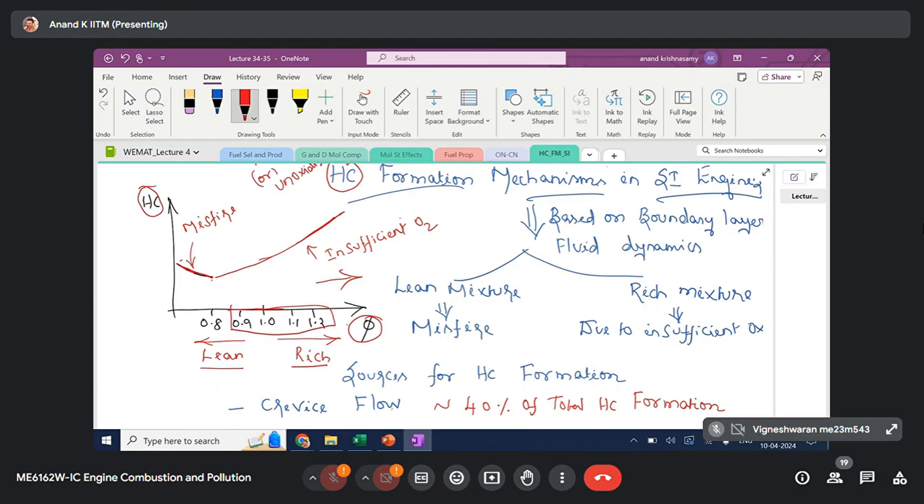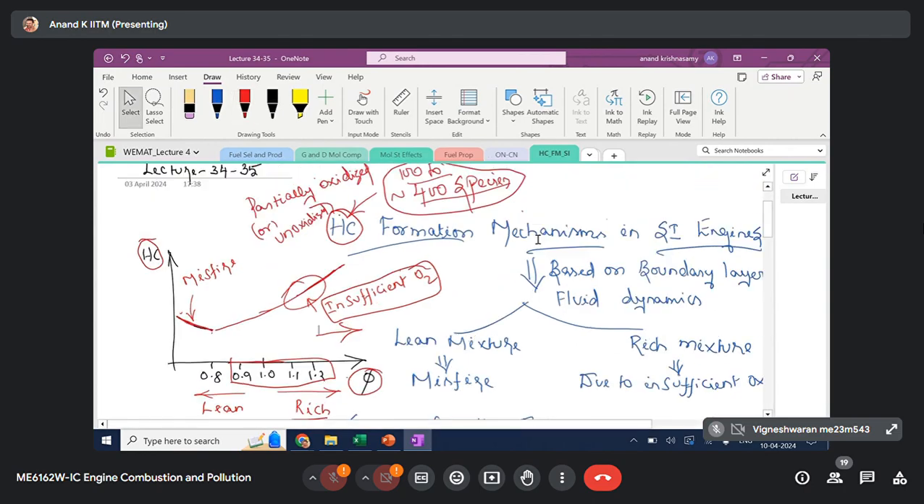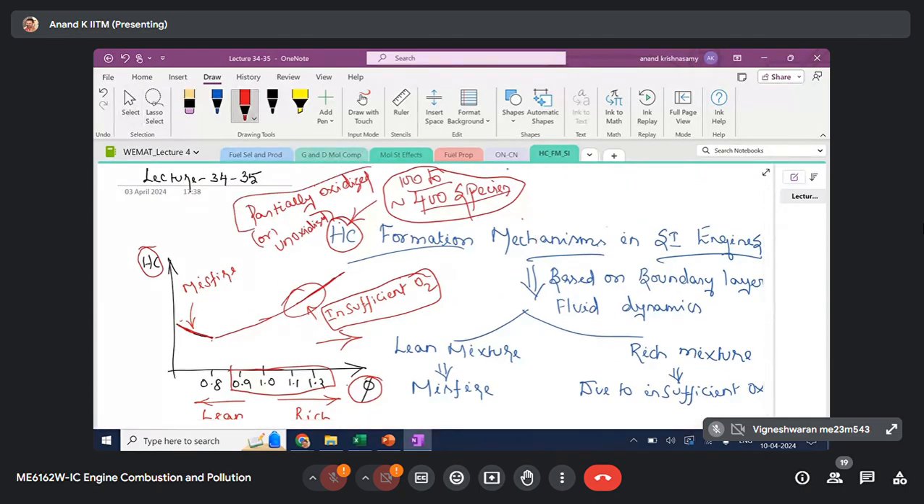Across all the loads, this is how it differs from a diesel engine. Phi is going to be the same, okay, but the quantity is going to be different at different loads. Because we run close to 1.1, where you have high temperature and better flame stability, you end up forming high HC emission. When you move towards a rich region, you have insufficient oxygen. Insufficient oxygen leads to partial oxidation of hydrocarbon.